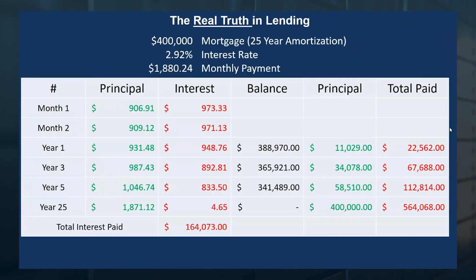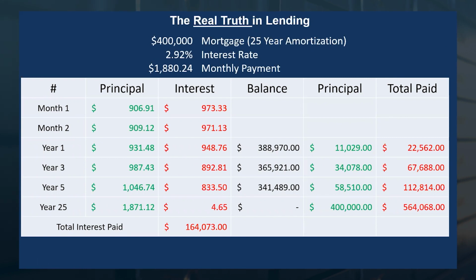So the example is we want to talk about the difference between interest rate and interest volume. To demonstrate that, we're going to use an example of a house that we're purchasing. The value of the house is $400,000, and the amortization is 25 years. The interest rate on the loan is 2.92%.